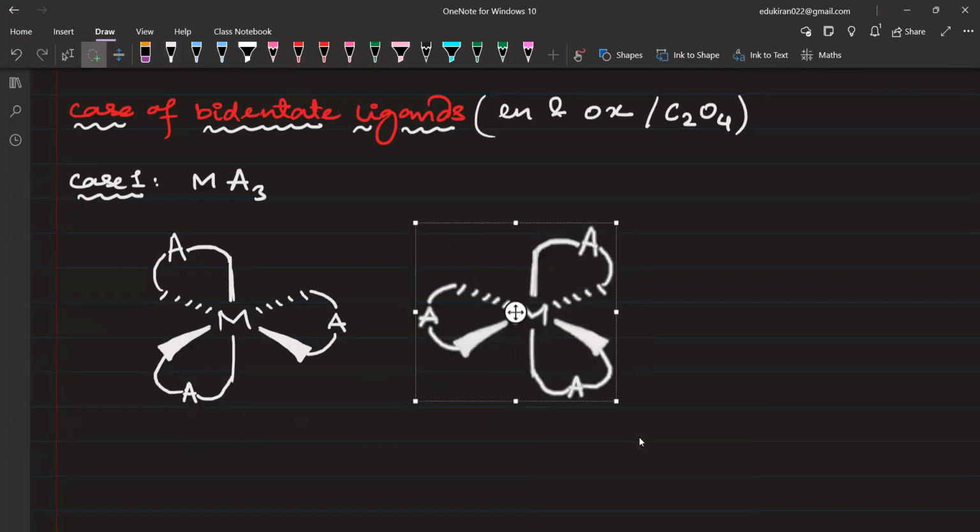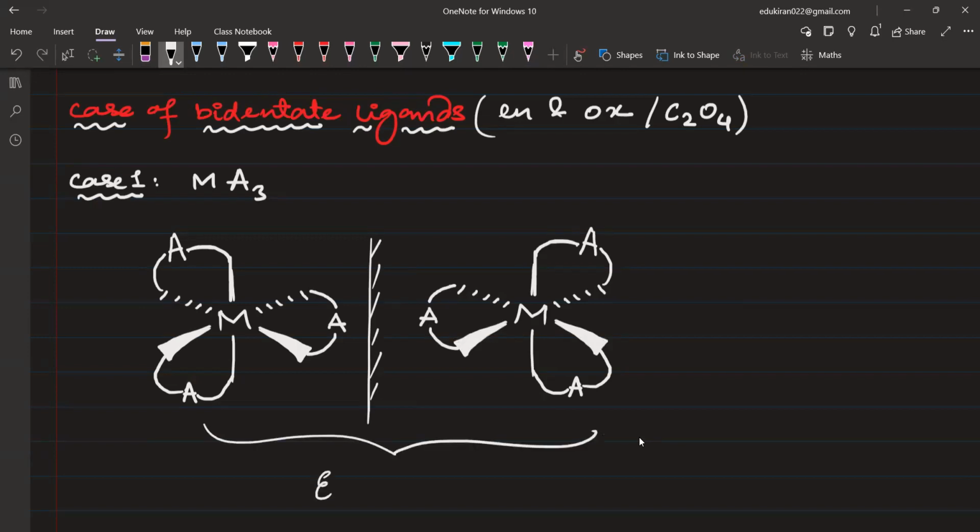As we have seen in haloalkanes, these two are what? Optical isomers of each other. And they are also what? Mirror images with each other. And they are not superimposable on each other. That is why these are what? Enantiomers. These are enantiomers. Please write this down.